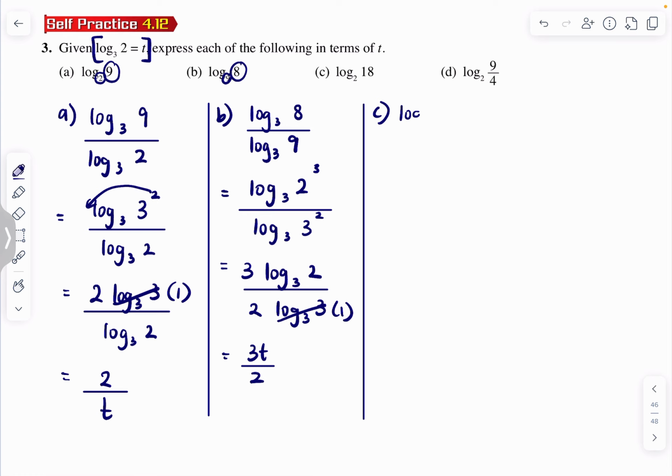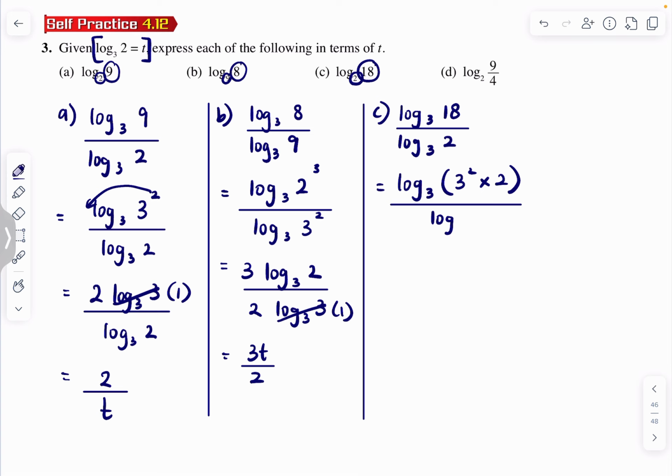Okay, C. Log_2 18. Same thing. We change the base to base 3. Log base 3, big number goes on top, small number goes below. 18 is 9 times 2. So we can say log_3 of 3 squared times 2. Okay, 3 squared is 9, 9 times 2 is 18, over log_3 2.